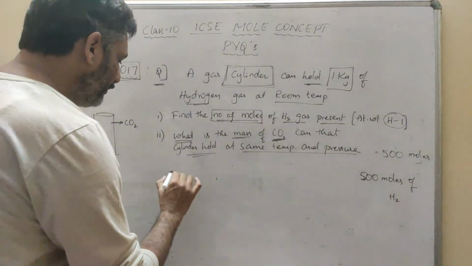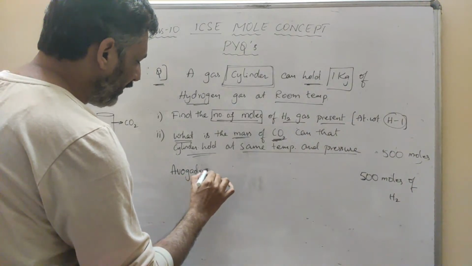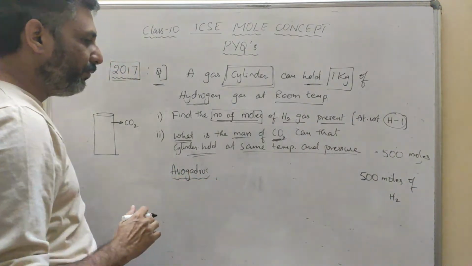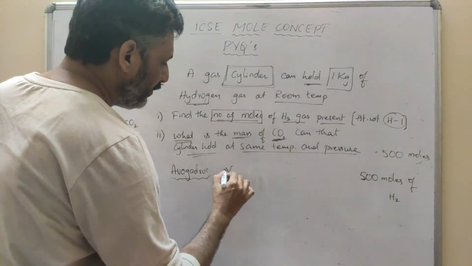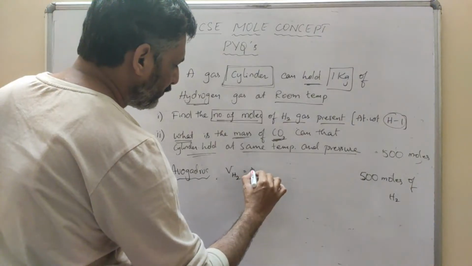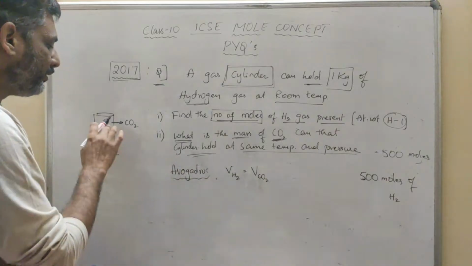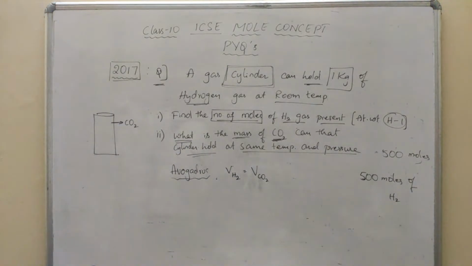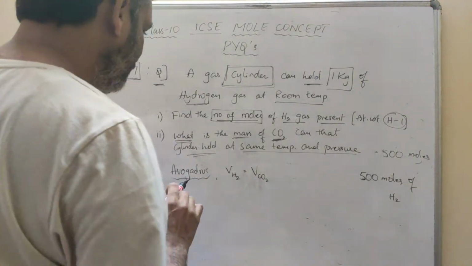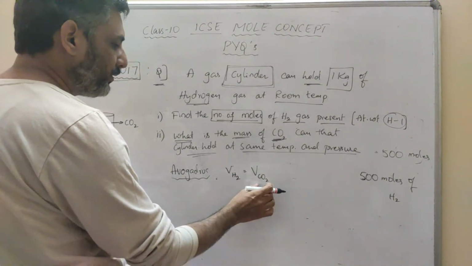Okay, so now here we use Avogadro's law. As per Avogadro's law, when you take two gases of equal volumes, like volume of hydrogen is equal to volume of carbon dioxide. So how is it equal? Because you are taking the same cylinder, means the volume will remain the same. So here the volume of hydrogen and volume of carbon dioxide is equal.